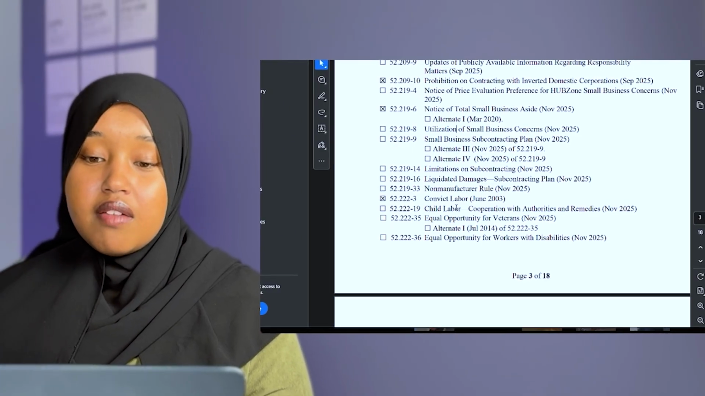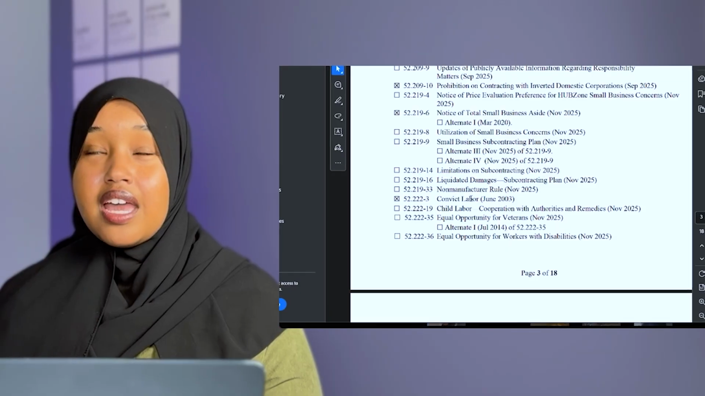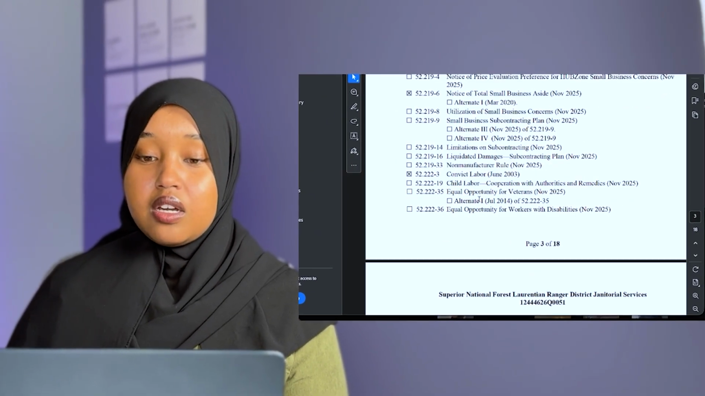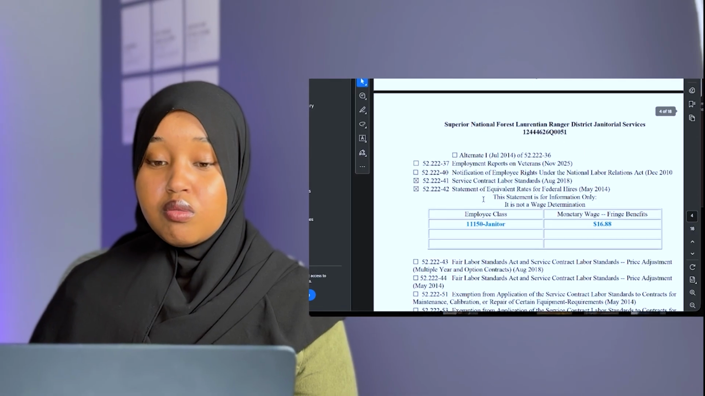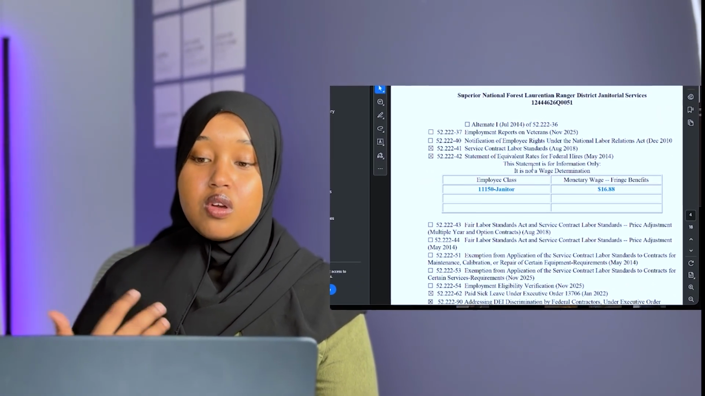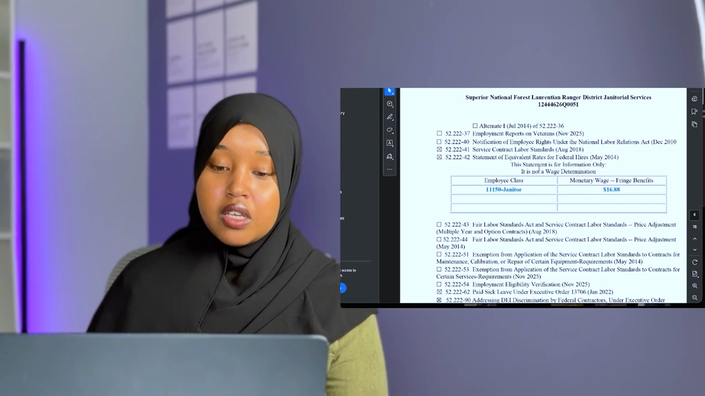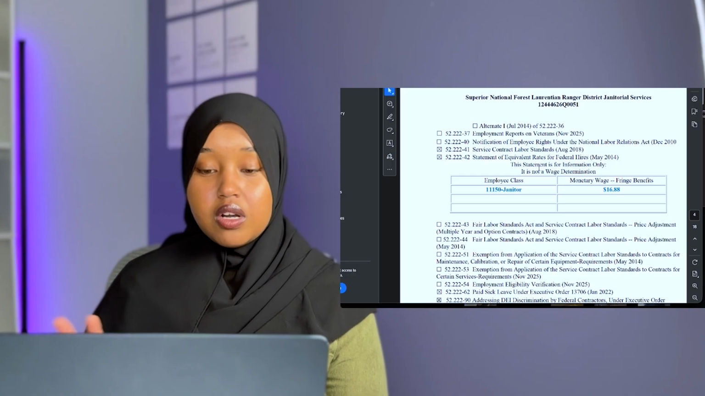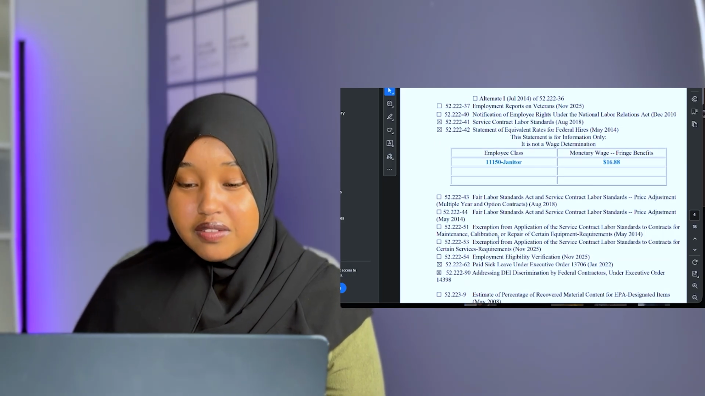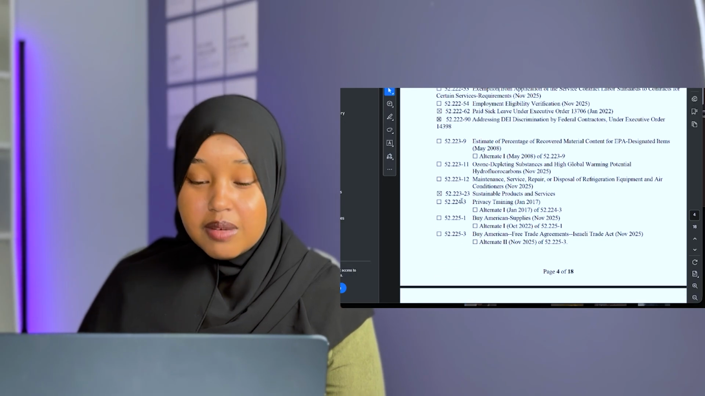And this one, convict labor, meaning that you are allowed to employ someone that has a criminal background with correct supervision. Again, here they are asking you to make sure that you are fulfilling the standards of labor, that you are giving the minimum wage, in this case $16.88 in Minnesota, that you are giving paid sick leave, that you are not discriminating, and that you are providing sustainable products or services. This is where green products come in. This is where eco-friendly products come in.